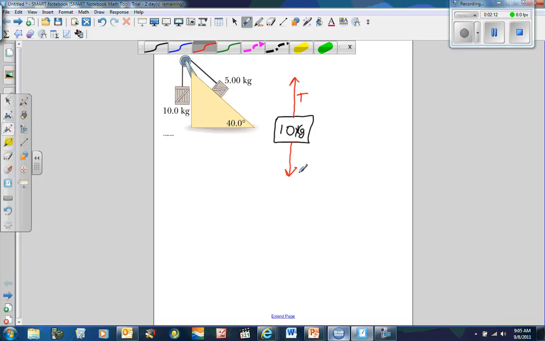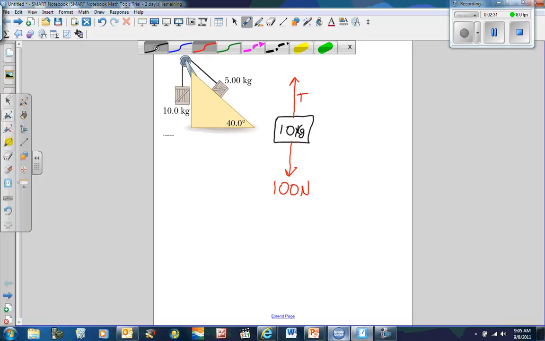It is found by taking the mass times the acceleration due to gravity, which in this class we use 10. So 10 kilograms times 10 meters per second squared gives me 100 newtons. All right. That's all the forces acting on that one.